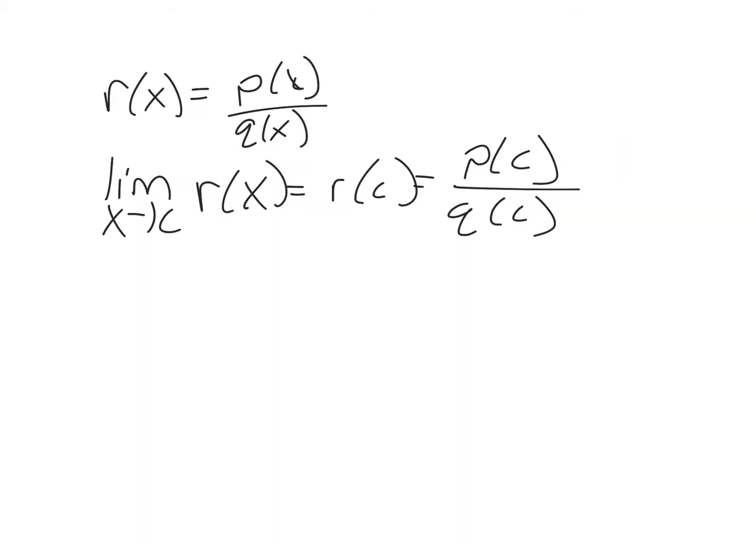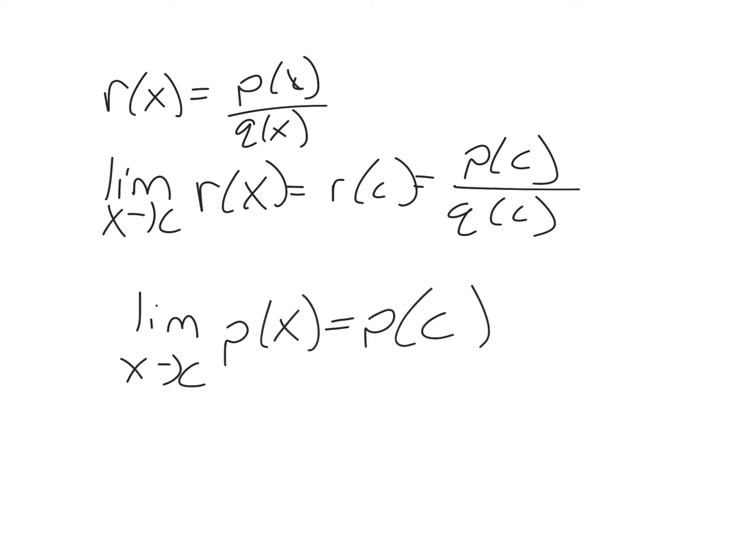So the limits of polynomial and rational functions are pretty basic. If it's a rational function, you're just putting in whatever x is approaching into your numerator and denominator for all your inputs. For a polynomial function, it's simply the limit as x approaches c of p of x would be equal to p of c. And then it's whatever that value ends up being.